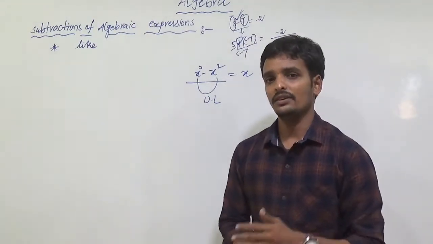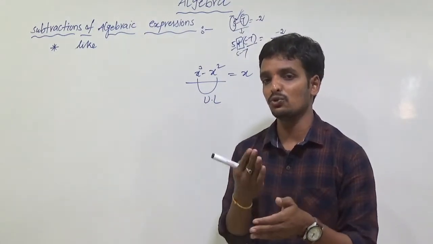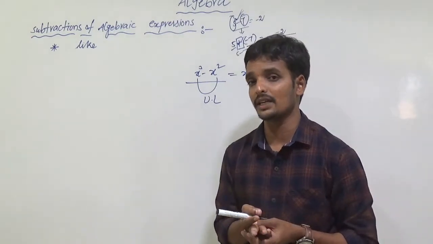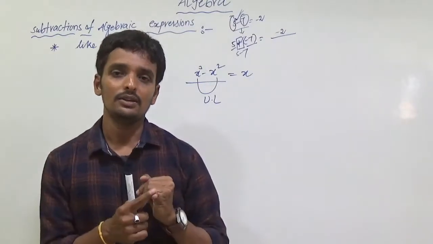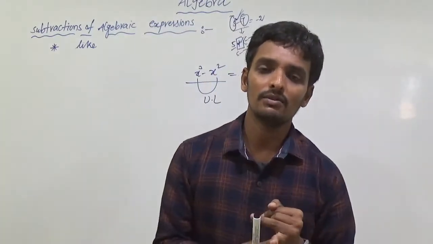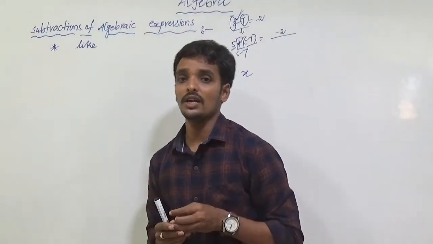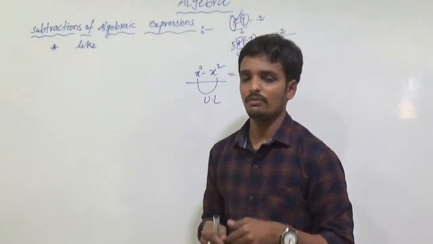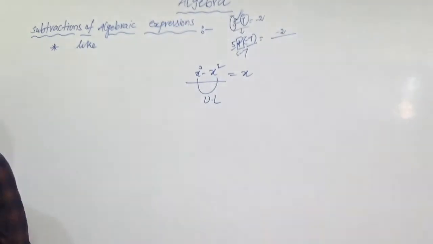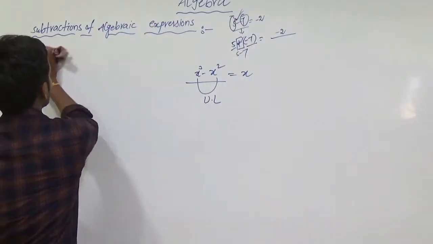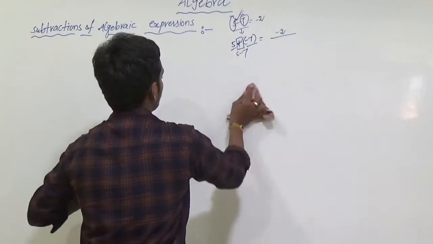So if you subtract two algebraic expressions, we are using two methods. The first one is the column method and the second one is the row method. We have learnt this very well in the 7th class syllabus. I will give you some problems. I will explain some problems in subtractions of algebraic expressions. So be careful, students.